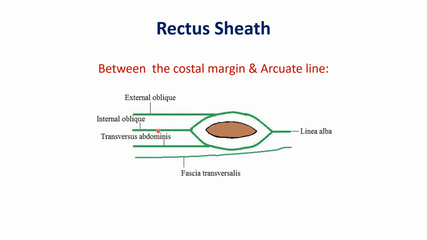So you see the internal oblique aponeurosis is splitting into the anterior lamina and the posterior lamina. Anterior lamina is contributing to the anterior wall of the rectus sheath at this level, while the posterior lamina is contributing to the posterior wall of rectus sheath. The posterior wall of rectus sheath between the costal margin and the arcuate line is formed by the posterior lamina of the internal oblique aponeurosis and the aponeurosis of the transversus abdominis muscle.